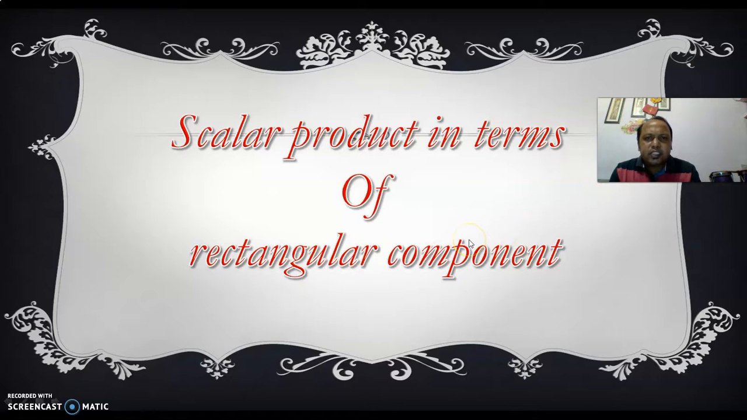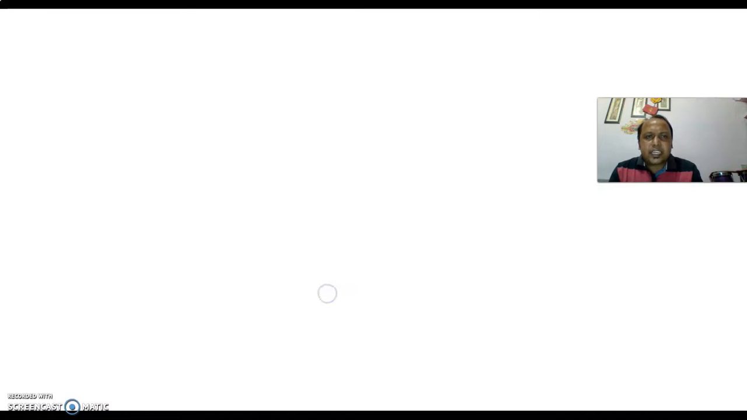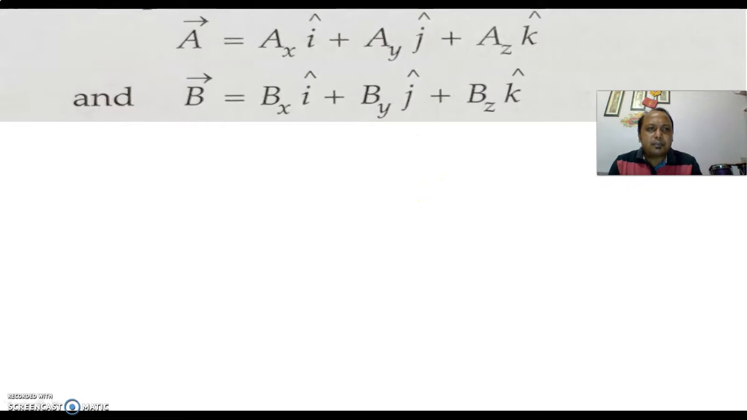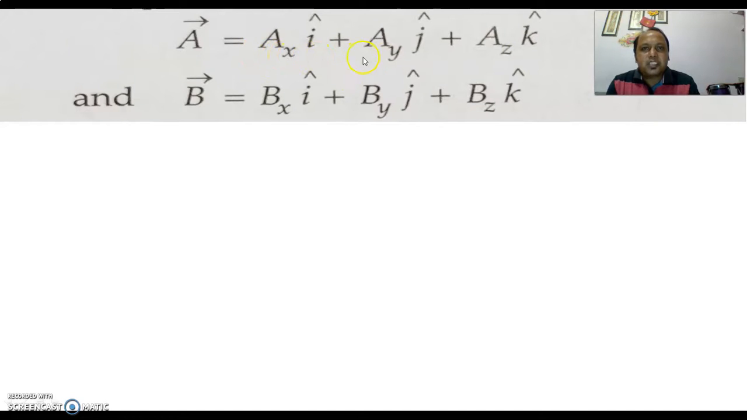Now we will also discuss how the scalar product can be represented in terms of rectangular components. Suppose we have two vectors, vector A and vector B, which are given by AX i cap plus AY j cap plus AZ k cap, and vector B is represented as BX i cap plus BY j cap plus BZ k cap. AX, AY and AZ are the components of vector A along the x-axis, y-axis and z-axis respectively, and i cap, j cap and k cap are the unit vectors along the x-axis, y-axis and z-axis. Similarly, in vector B, BX, BY and BZ are the components of vector B along the x-axis, y-axis and z-axis respectively.